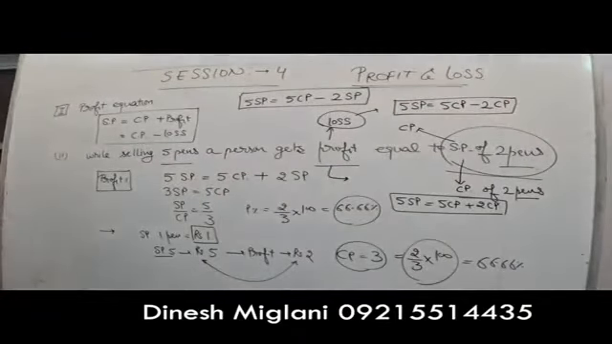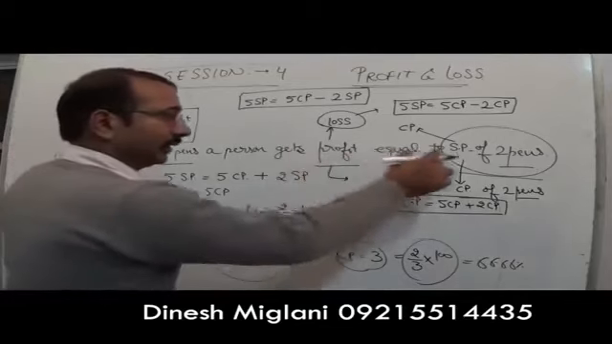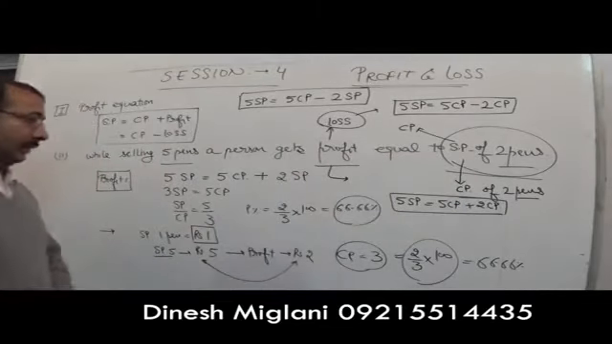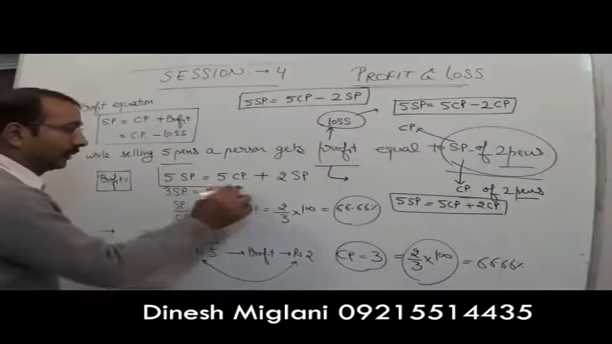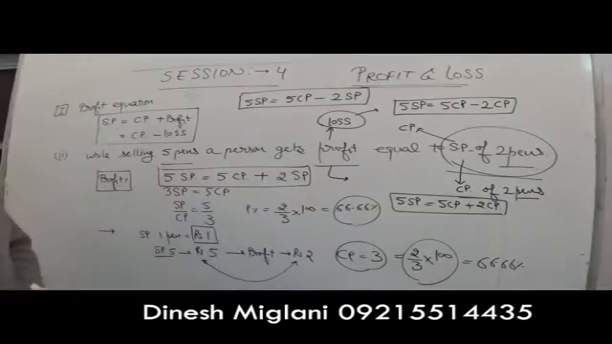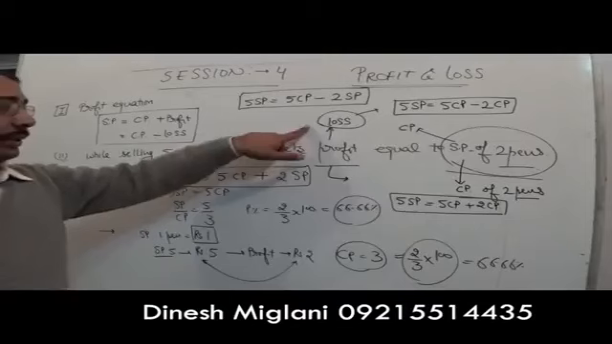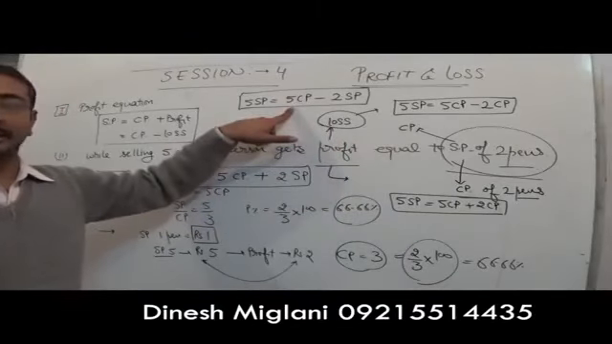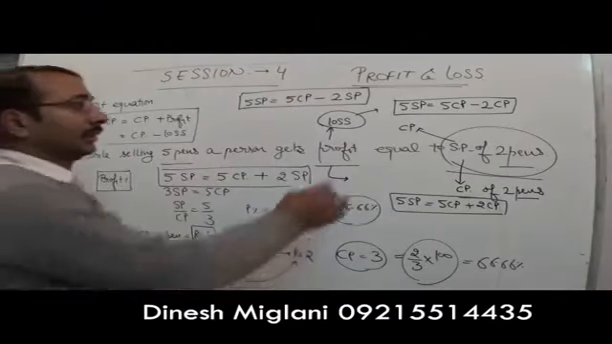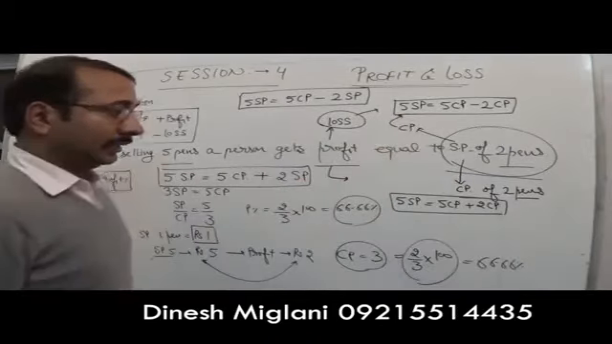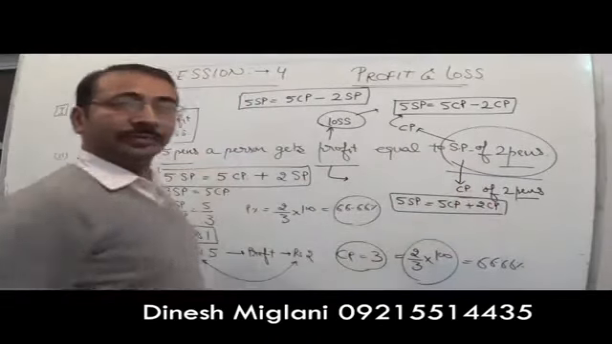So in a single question, I explained to you 4 types of variants that can be there. The first variant is there is a profit equal to SP of 2 pens. So I will make this equation and answer my question. Secondly, there may be a loss equal to SP of 2 pens. My answer would be in this way. Then in the place of SP there may be a case of CP also.